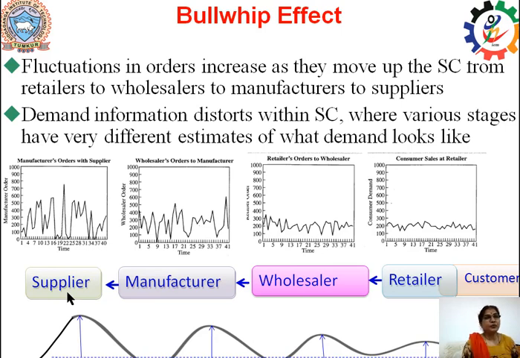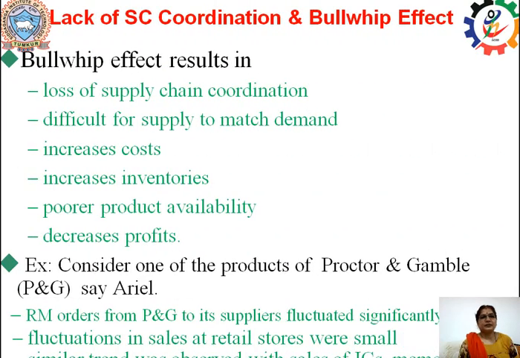Very, very important and a very, very big hurdle for coordination, and it has the highest negative impact on supply chain profitability. It should be reduced as much as possible, though not completely possible. So what does the bullwhip effect result in? What happens if the bullwhip effect is there? It will be there, but if it increases, what happens?